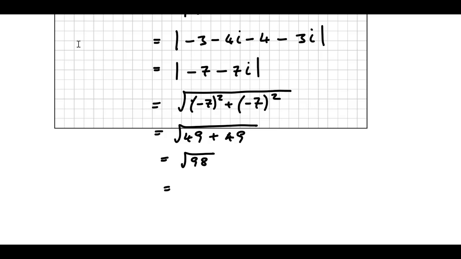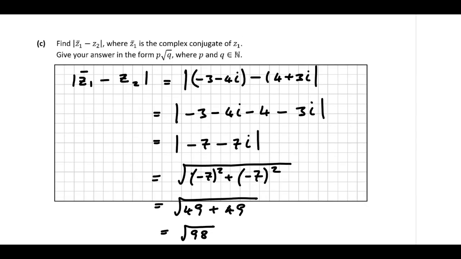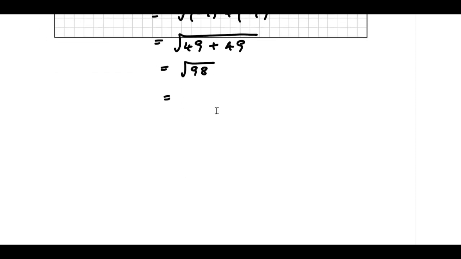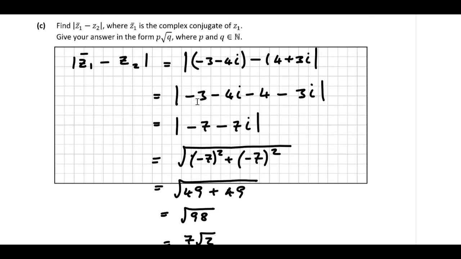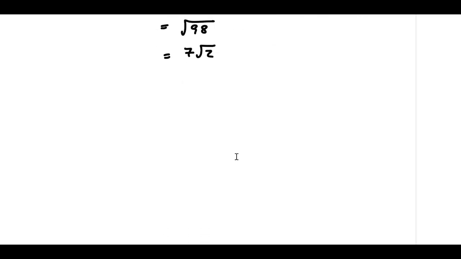98, and they want this in the form P root Q, where P and Q are natural numbers. Now you can just simply type this into your calculator, type in the square root of 98, and that'll give you 7 root 2. So now we have it in the format that they want it in. So that's it for part C.